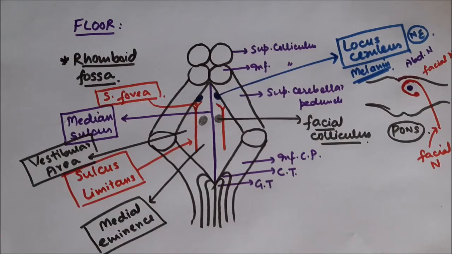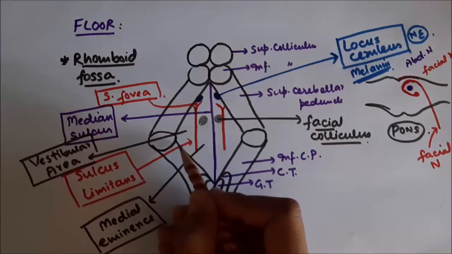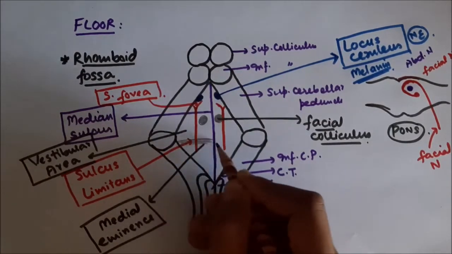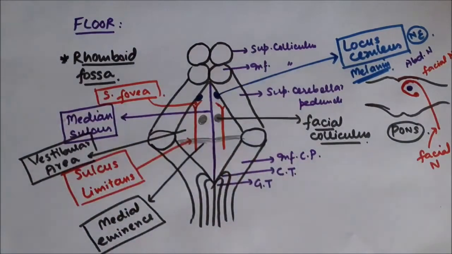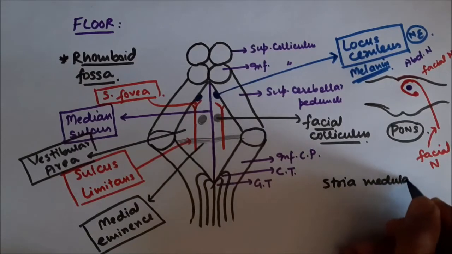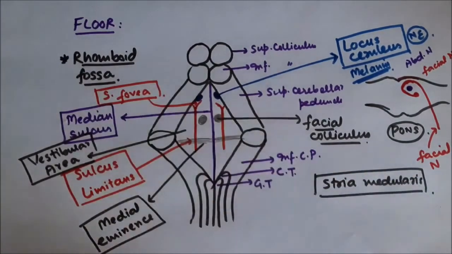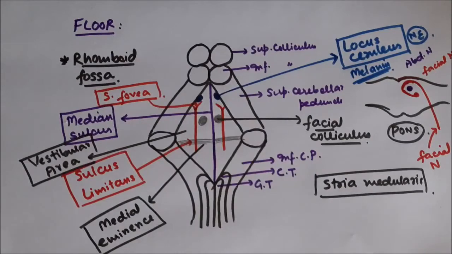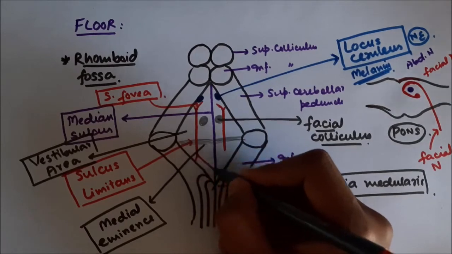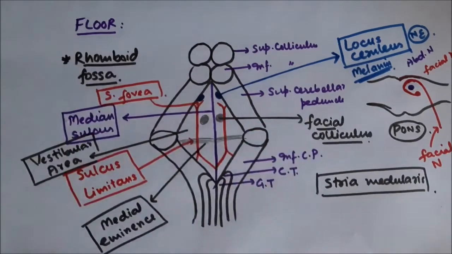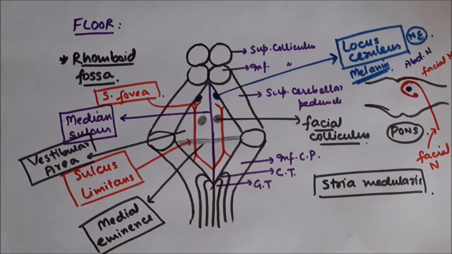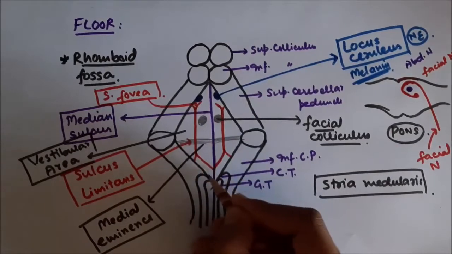In the lower part, the sulcus limitans gives rise to a sulcus which results in the formation of two triangles. Before that, there is a thin fold of white matter in the almost central part, which is called the stria medullaris. Just below the stria medullaris, the sulcus limitans gives rise to another sulcus which goes medially and results in the formation of two triangular structures: one is the upper triangle and another is the lower triangle.